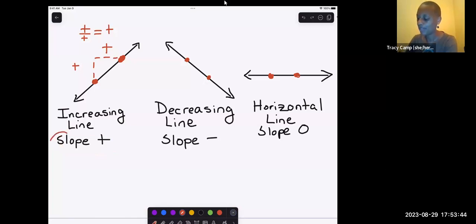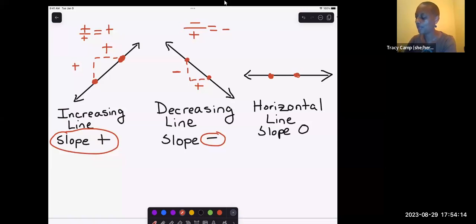If we have a decreasing line, on the other hand, to get from one point to the next, again reading from left to right, we actually have to go down. This is the line in the middle, which means that our rise is negative, and then we go to the right and our run is positive. So rise over run in this case would be negative over positive, which is a negative number, which means whenever we have a decreasing line, our slope is negative.